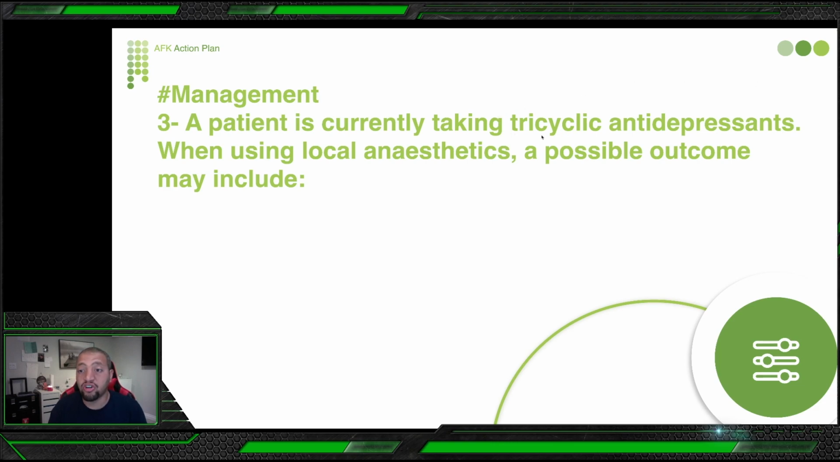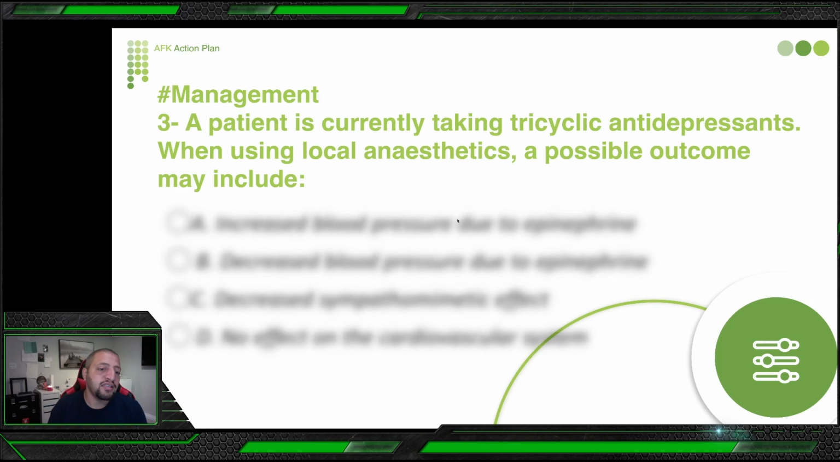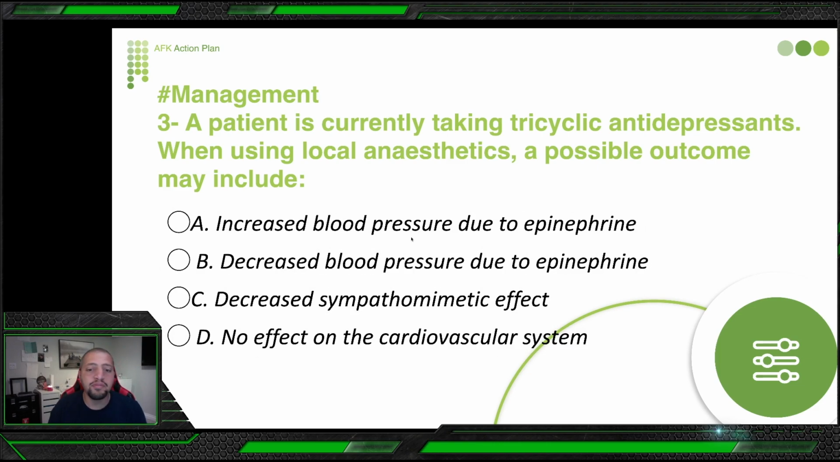What's tricyclic antidepressant? To be short, they say TCA. Let's see the options. Increased blood pressure due to epinephrine, decreased blood pressure due to epinephrine. I think this one you can throw in the garbage. It's not even adding up. Decreased sympathomimetic effects, no effect on the cardiovascular system. So this one goes to the garbage. So we speak about this one or this one.